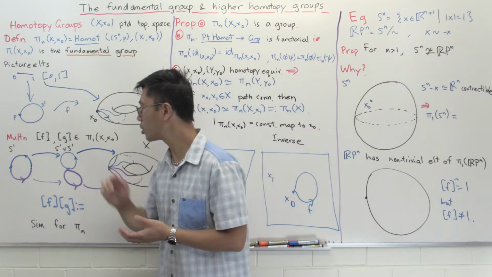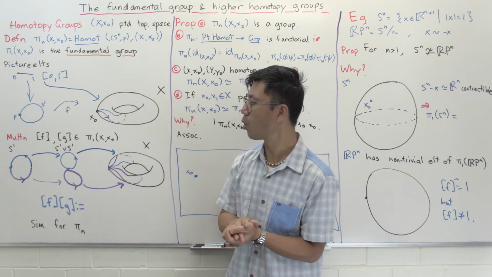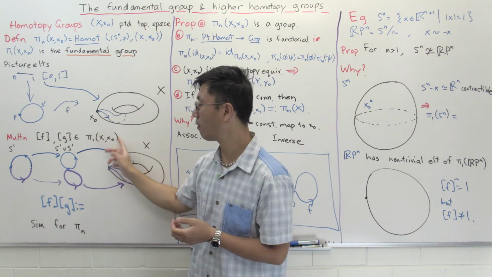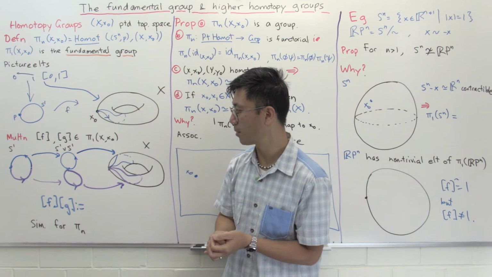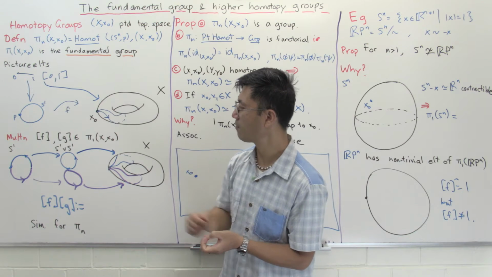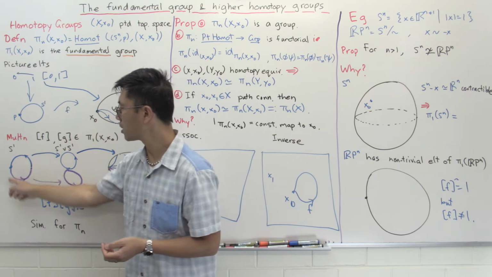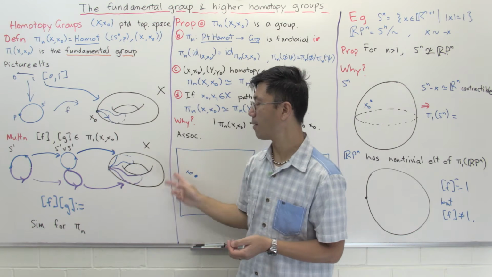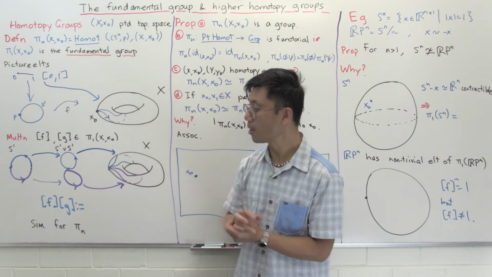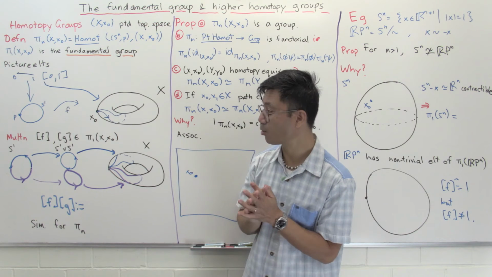Okay, so what I want to do is show you a way of combining both of these to get a new element of this. So what's that going to be? What I need to do is give you, given this f and g, a new map from this circle into x0. I'll do it by picture, because that's the easiest way to really see what's going on.